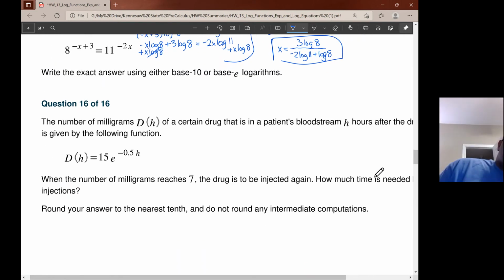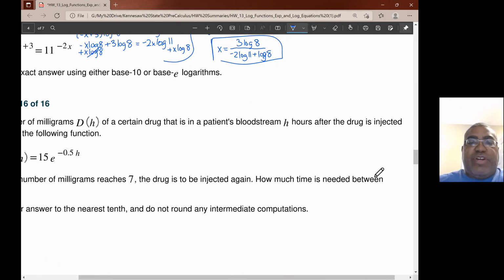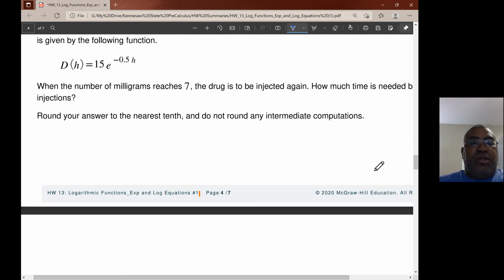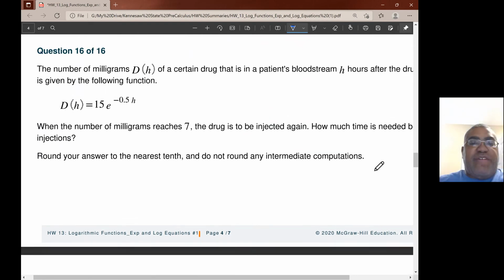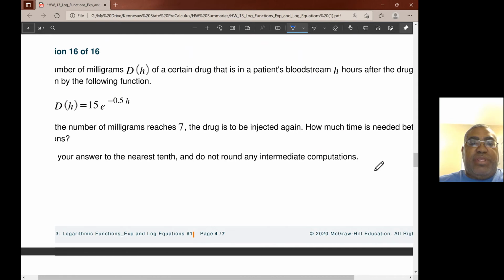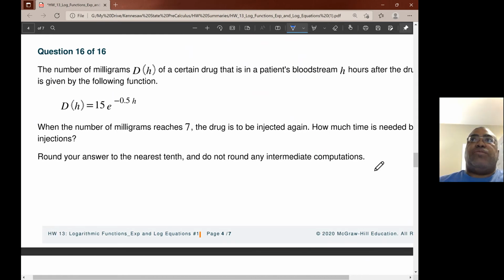All right, number 16. The number of milligrams D of H of a certain drug that is in a patient's bloodstream H hours after the drug is injected is given by the following function. D of H is equal to 15 e to the negative 0.5 H. When the number of milligrams reaches 7, the drug is to be injected again. How much time is needed between the injections? So let's do that. This problem won't be too bad.